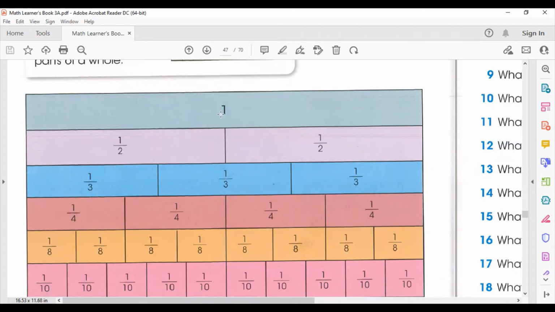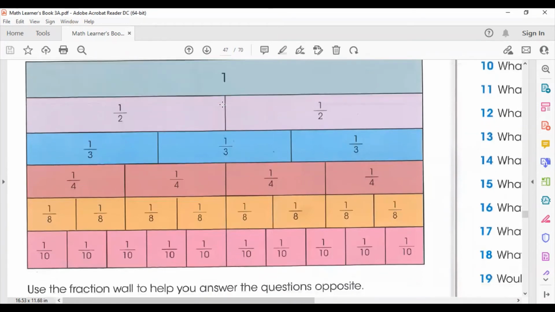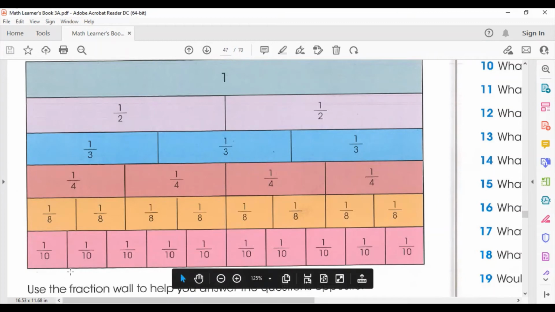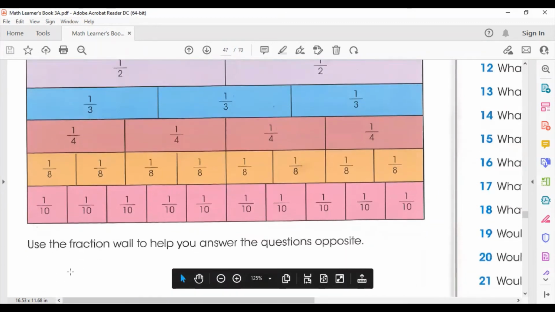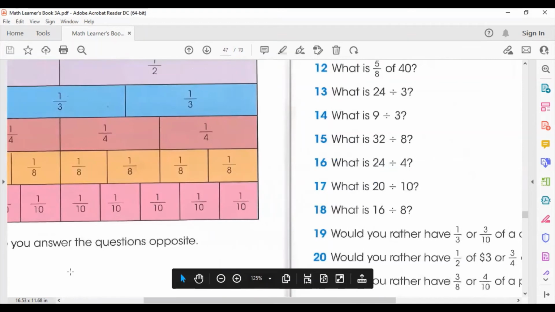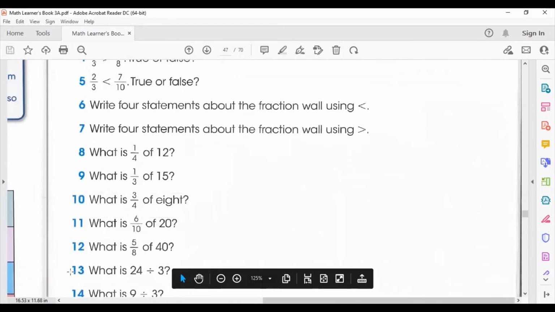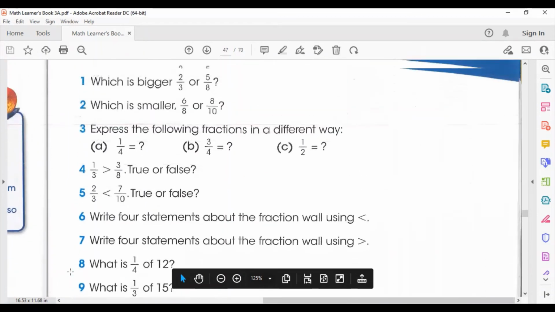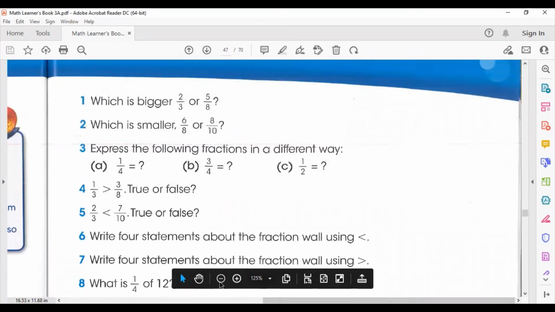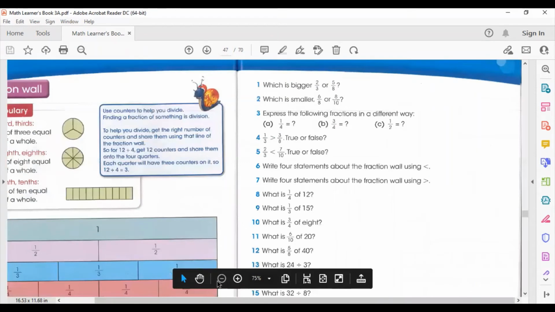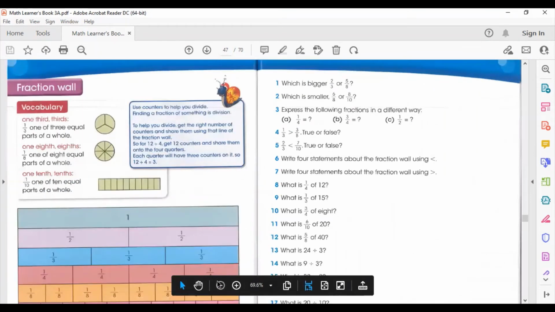Same like this, 1 also equals 1 by 4, 1 by 4, 1 by 4, and 1 by 4. 1 changed into 4 equal parts. Now you understand, 1 changed into 8 equal parts, 1 changed into 10 equal parts. Use the fraction wall to help you answer the questions. Opposites on the other side. I need to make the page smaller because we are using this wall.